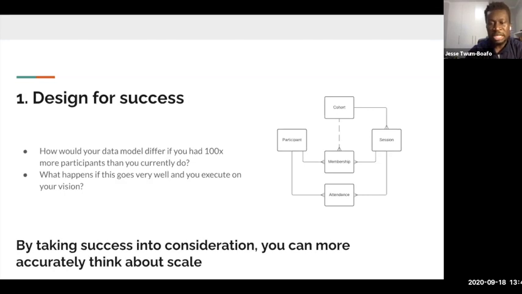But the point is thinking about success and what things will look like when you're successful is a great way to think about ways in which your data model or points in your data model that you need to be worried about. So it'll more accurately allow you to think about scale. And scale is not just data volumes, it's automation. It comes across the board. There are many areas. So think about success as a criteria.